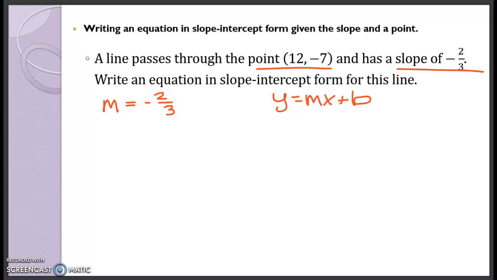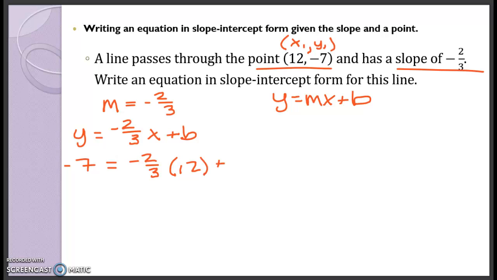I'm going to show you two different methods to solve this. I have a point (x1, y1) here. Let's just label it that. Okay? Now what I could do is use my slope-intercept form where I have m equals -2/3. And then I can plug in x and y of my point into this equation. So my y is -7 and my x is 12. And then I'm going to solve for b.